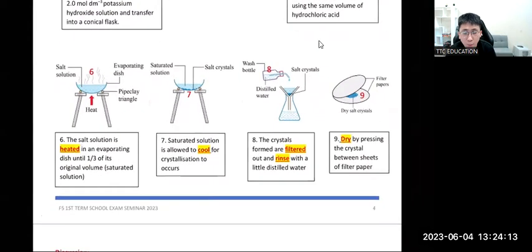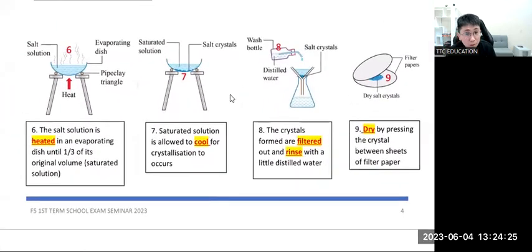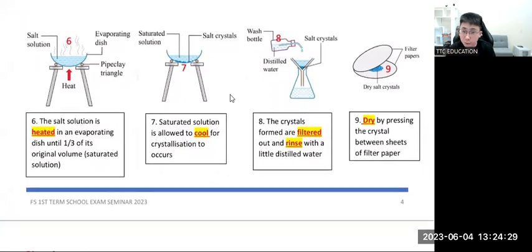Once you have collected your salt crystal, this is what the teacher can keep in your science lab, and the teacher can give it to you. So this is your salt crystal. But this is for soluble salt. What if you want to produce an insoluble salt?